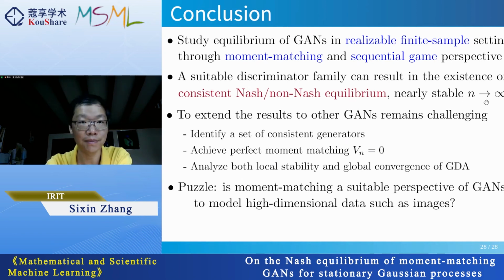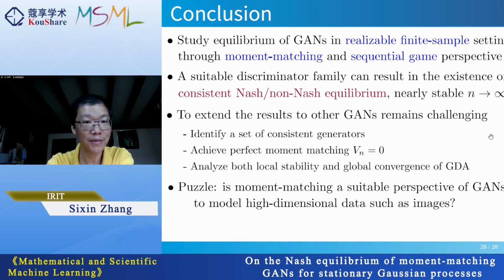goes to infinity. I have to admit that extending these results to other GANs remains very challenging, because one needs to identify a consistent set of consistent generators alpha n, as we have used before, and then show that one can achieve perfect moment matching. But this is probably very rare in the finite data sample case. And then we still want to analyze the local stability and global convergence. So I think there are still many things to be done.